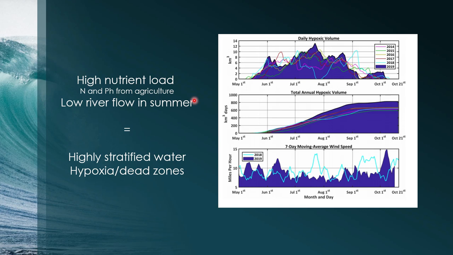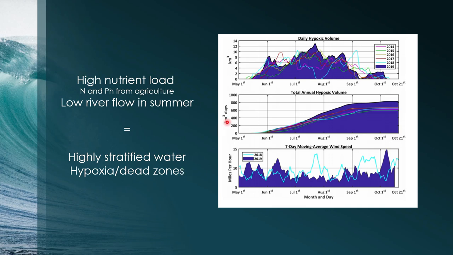When these two conditions occur, we end up with highly stratified water, which means layers that don't mix. And we have something called hypoxia, or dead zones. Hypoxia is very low dissolved oxygen, which means there's no oxygen for things to breathe there. So you end up with what we call dead zones. If fish get into these dead zones, they die. If crabs get into them, they die.